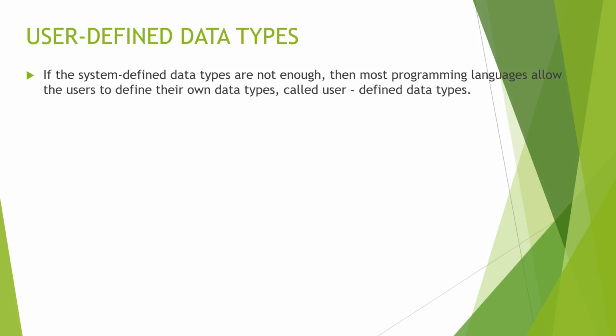If the system-defined data types are not enough, then most programming languages allow users to define their own data types, called user-defined data types. Basically, it is a data type that is derived from an existing data type. Some good examples of user-defined data types are structures and unions in C and C++, and classes in Java.